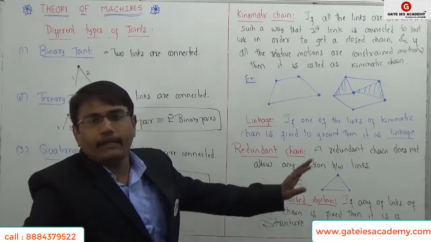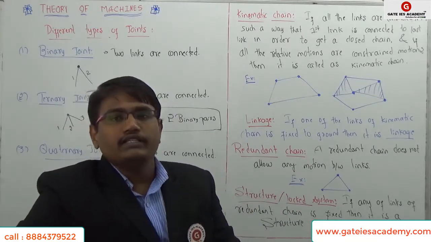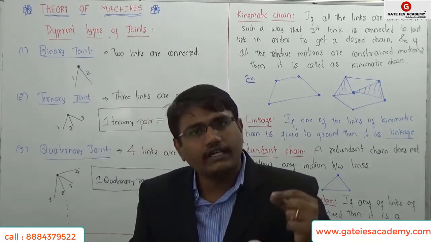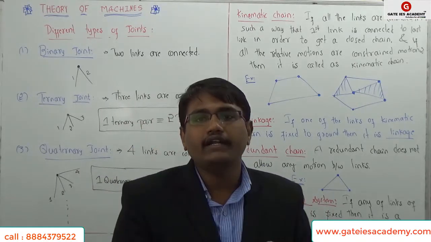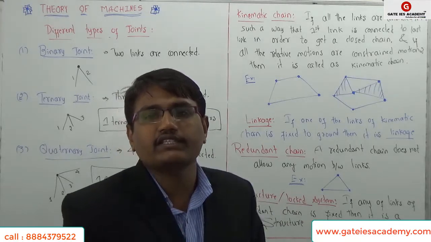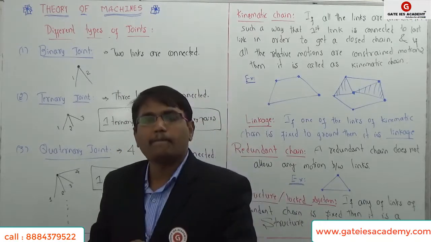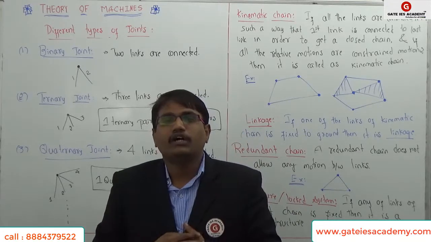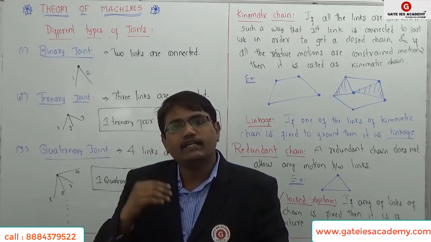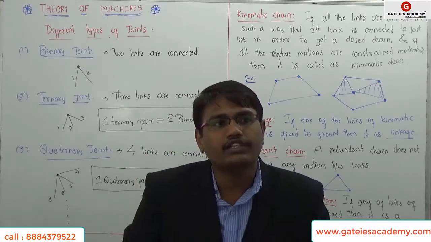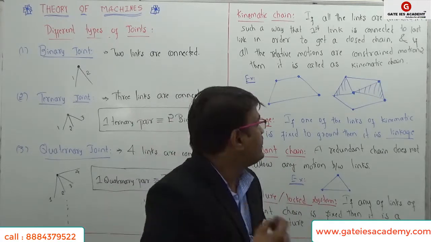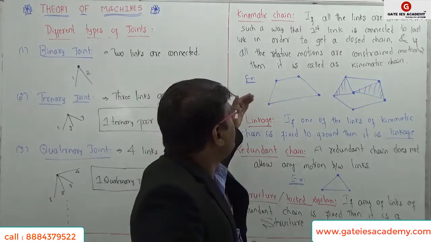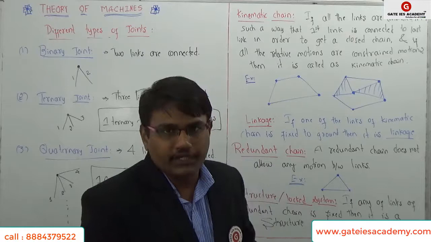Now what is a kinematic chain? See, links are arranged in such a way that first link is connected to the last link, and relative motions between the links is a constrained motion, right? Constrained and predictable motion means if you move one link, other link is going to move in this way. If that is the case, it will be a constrained motion. Then it is known as a kinematic chain.